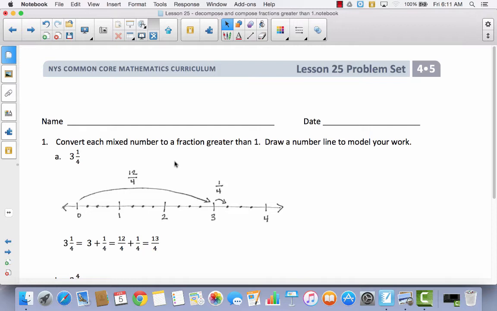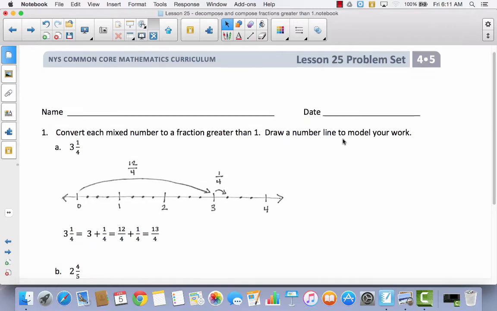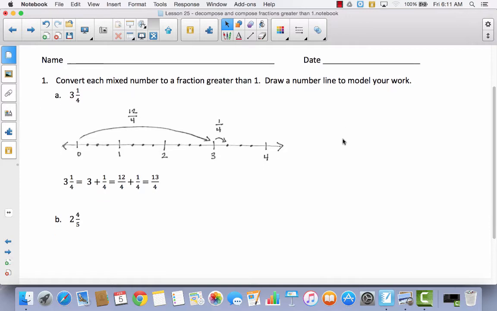Convert each mixed number to a fraction greater than 1. Draw a number line to model your work. So that's what we just did in our math journals. You can see that they did the first one for us. This one's a little bit different than what we did in our journals. In our journal, we would have gone 4/4, 4/4, 4/4, and they just made this big jump and said 12/4. Either way is okay. It just depends on which one makes the most sense to you.